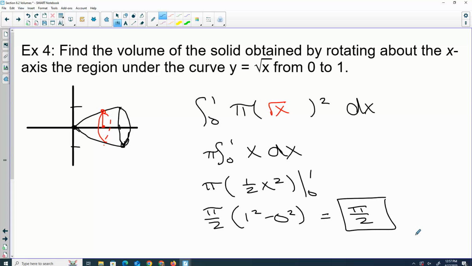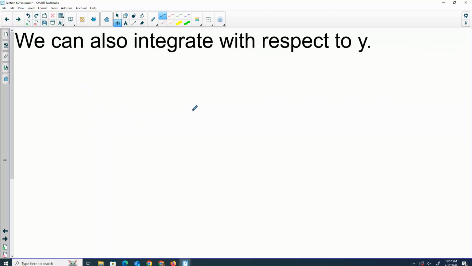But I just want to mention a couple more things and then we'll pick up with it on Tuesday. Everything we've done has been in terms of x. It is possible to integrate in terms of y, just like we did with our areas sometimes. If that's the case, you have to make sure that these are y values on your integral, dy, and it would be in terms of y. So that is an option.